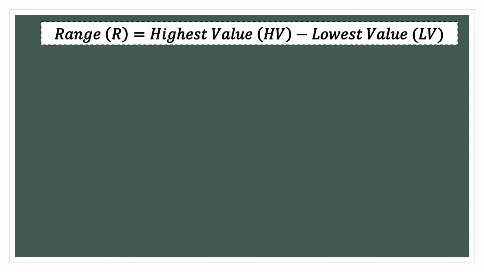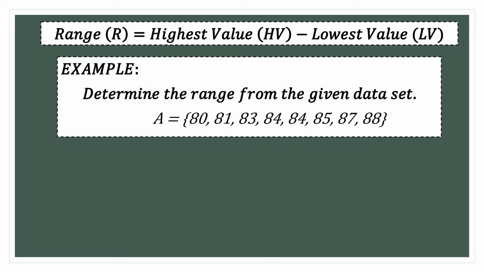Now, for the formula for the range, we have range R is equal to the highest value, HV, minus the lowest value, LV. So, for example, determine the range from the given data set. We have set A composed of data 80, 81, 83, 84, 84, 85, 87, and 88.